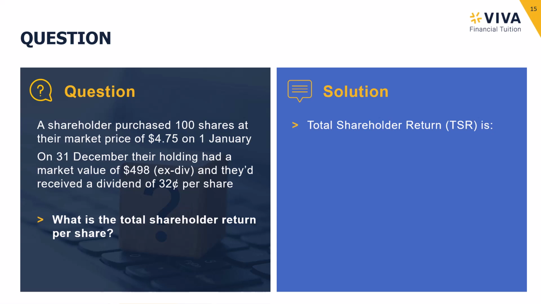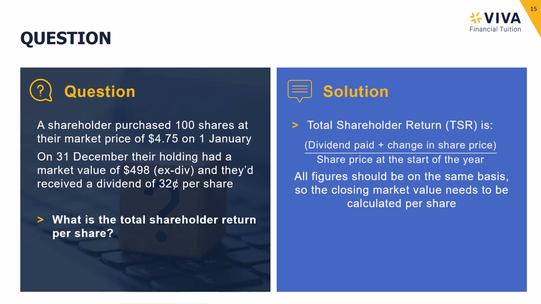Okay then, total shareholder return is, as we know, calculated by taking the dividend paid plus the change in the share price, over the share price at the start of the year. We've got to be a little bit careful here because we need to make sure that all of the figures we're using are on the same basis. The closing market value that we've got there is in total $498. We have to therefore calculate that per share.